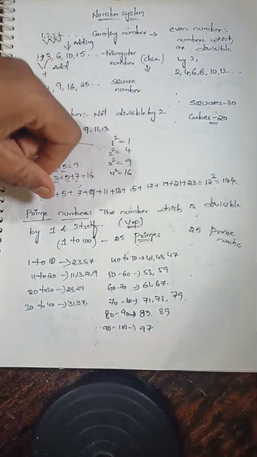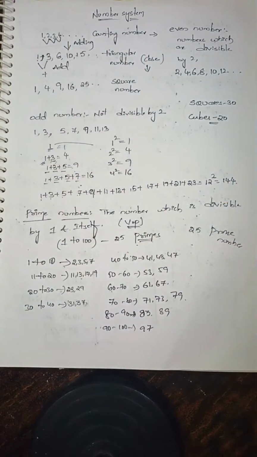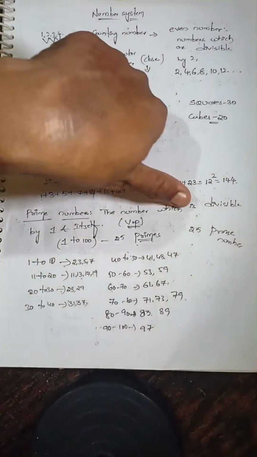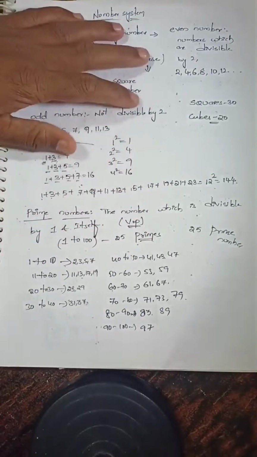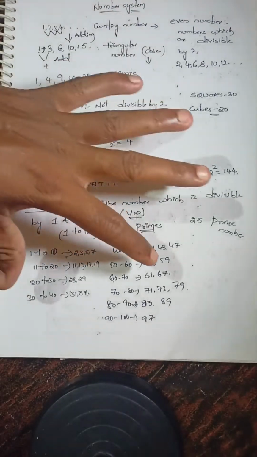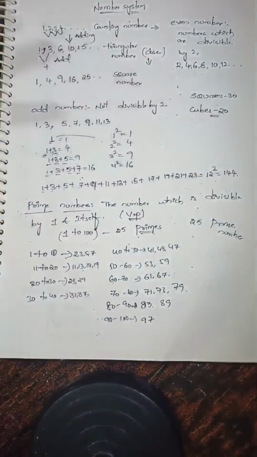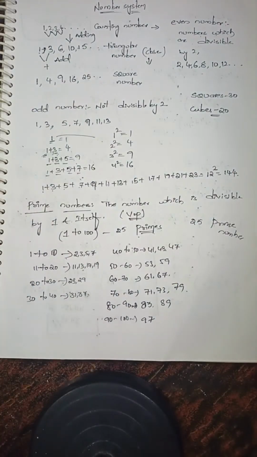Numbers which are divisible by 1 and itself are called prime numbers. And these 25 prime numbers are very important. We need to remember them compulsorily at any cost.